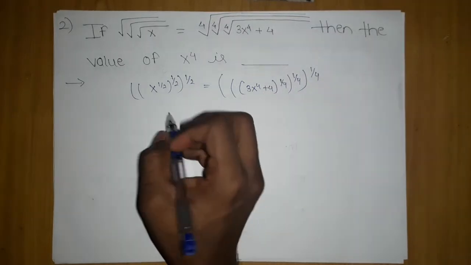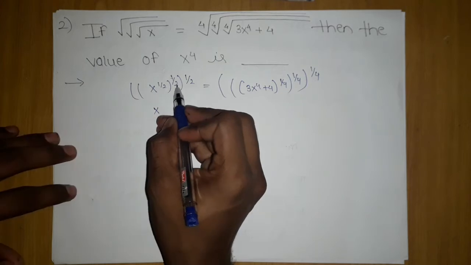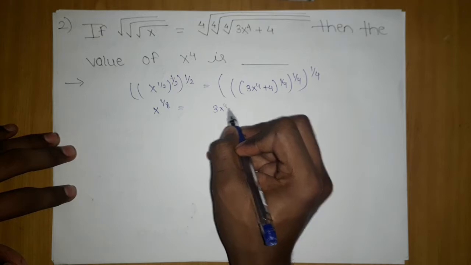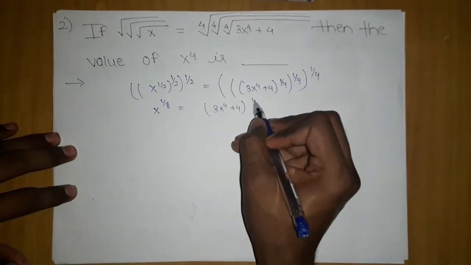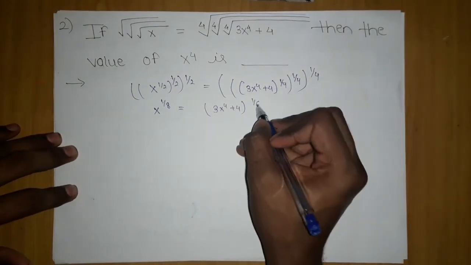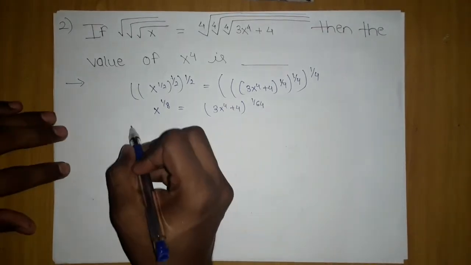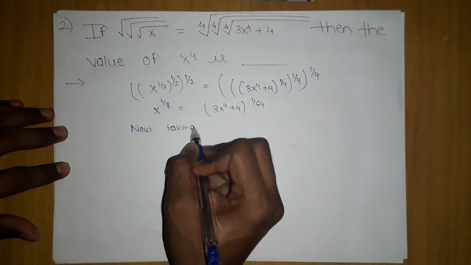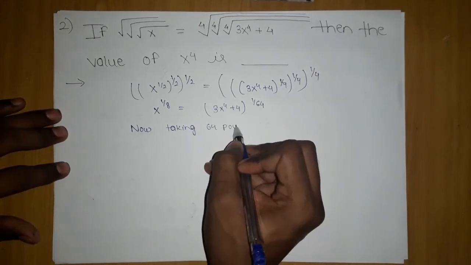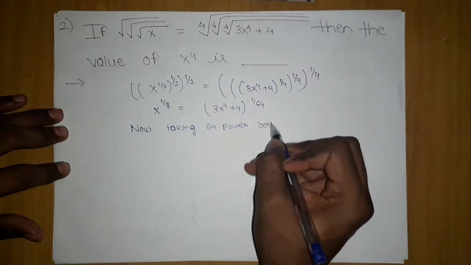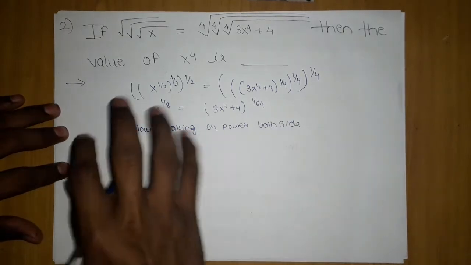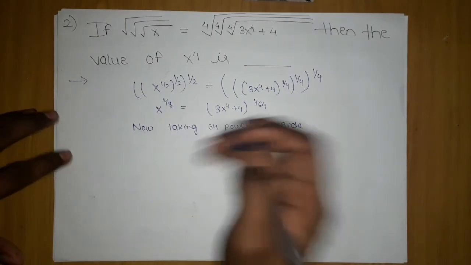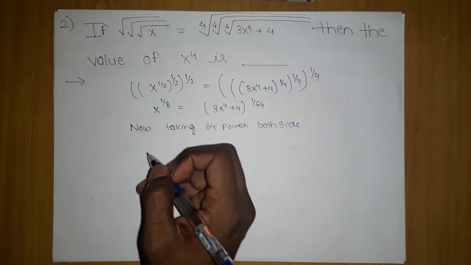Okay, moving on further, what we have: 2 2s are 4, 4 2s are 8, so 1 by 8 we have here. 3x raised to the power 4 plus 4, here we have 1 by 4 4s are 16, 16 4s are 64. Okay, so we have 1 by 64. Now taking the 64th power on both sides, this will become, instead of irrational numbers, integer-like numbers, and that is what we want.